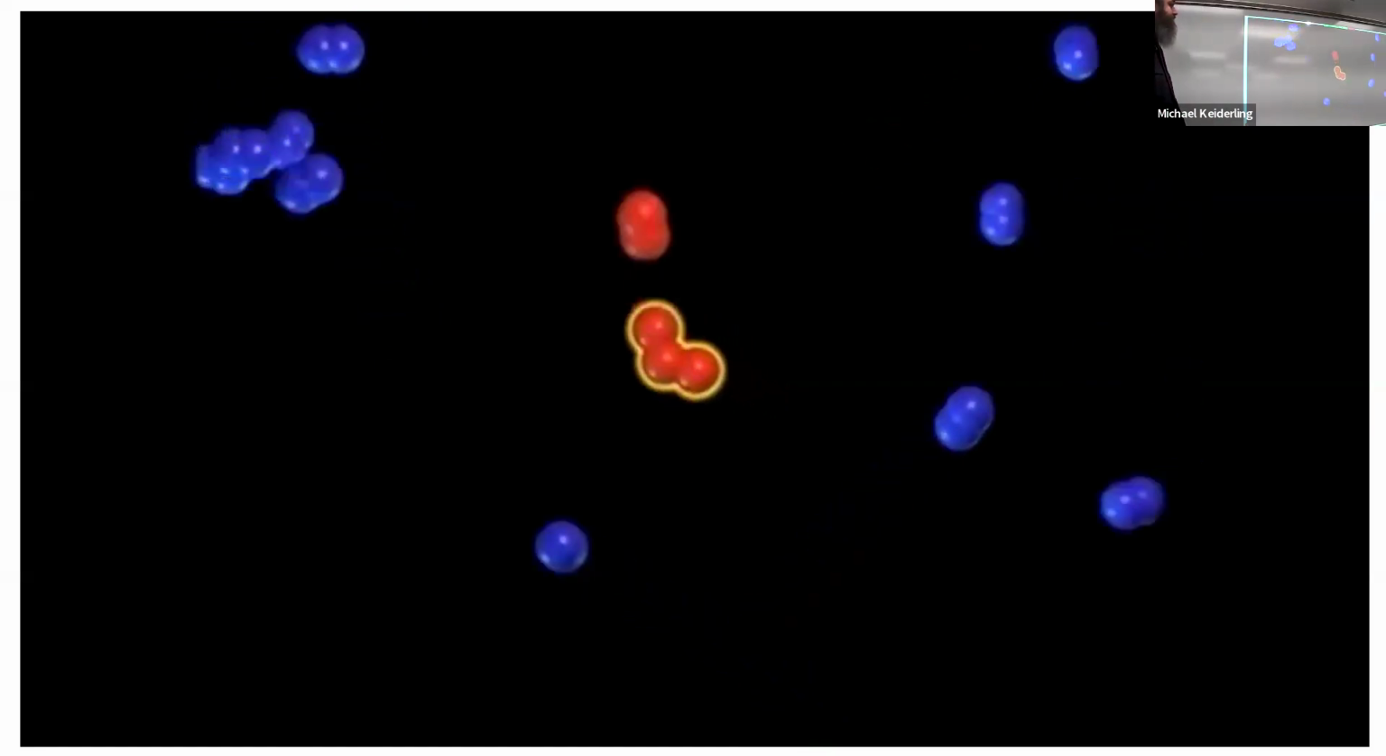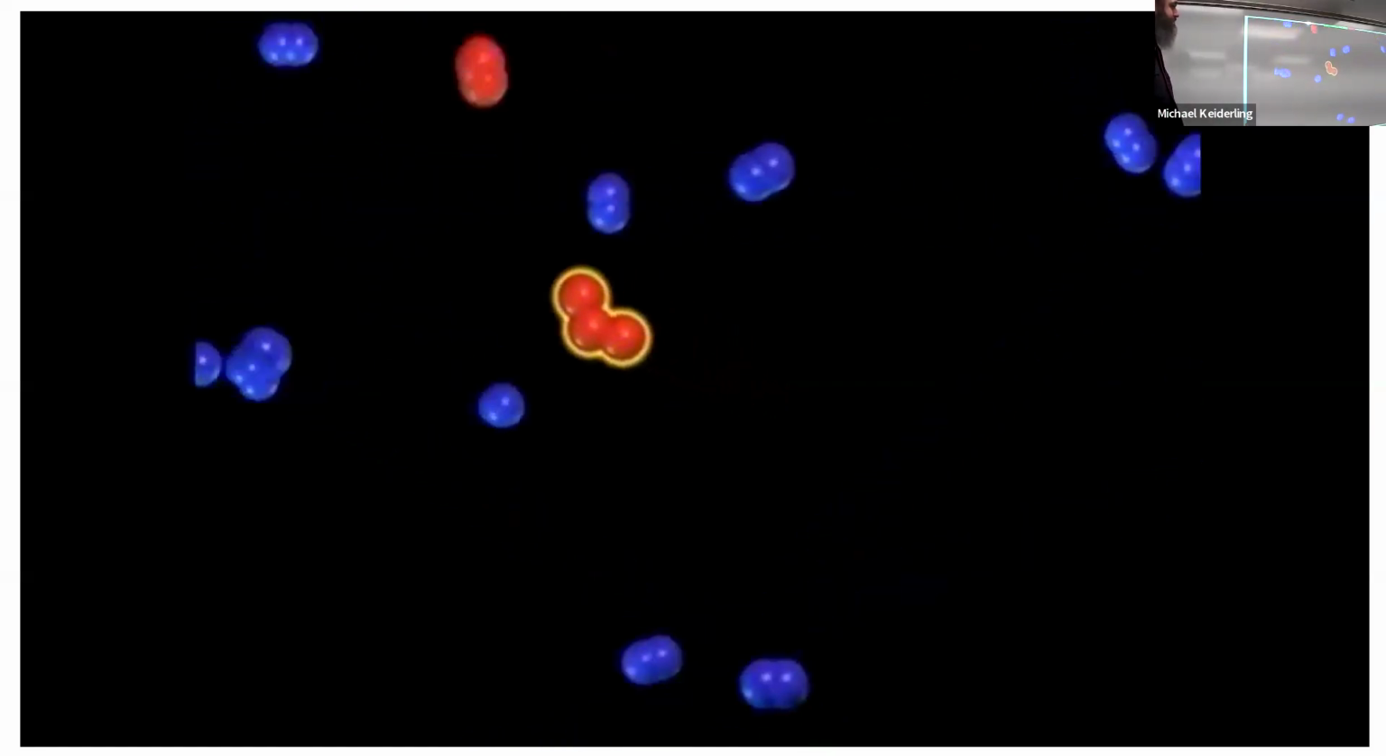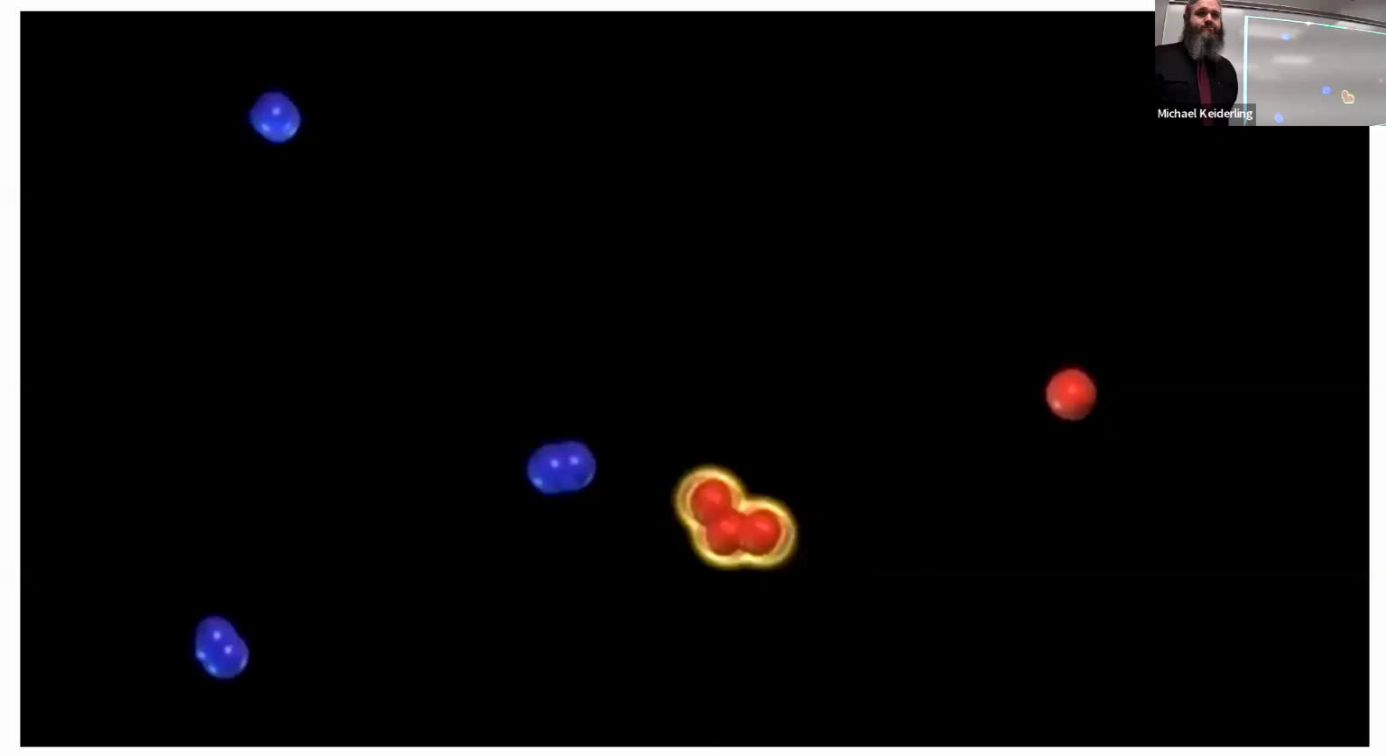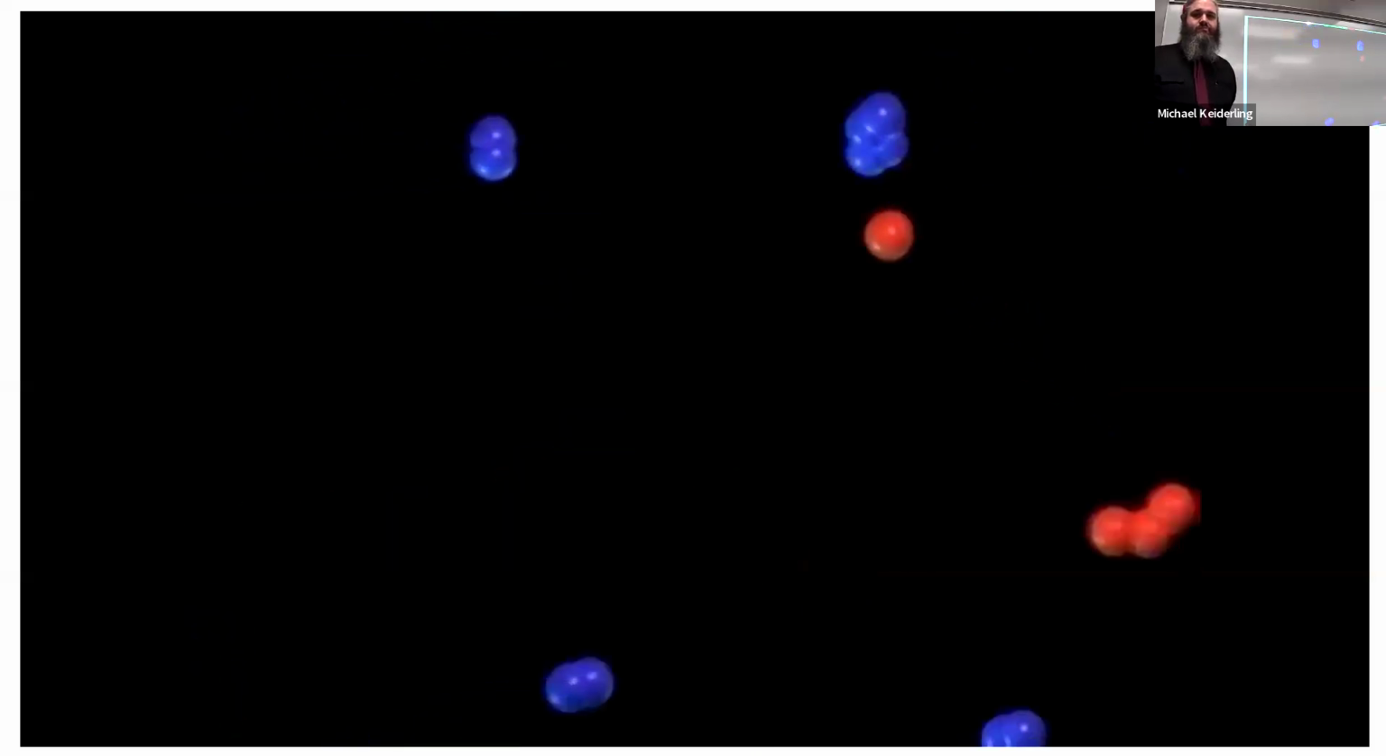If it does not get rid of that excess energy, it rapidly dissociates back into O2 and O. However, if the O3 molecule collides with any other species present, most likely an N2 molecule, it transfers the excess energy to this molecule and becomes stabilized.